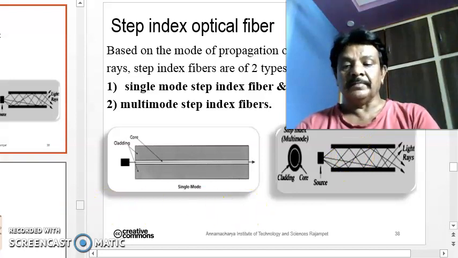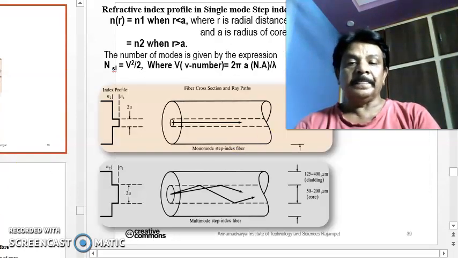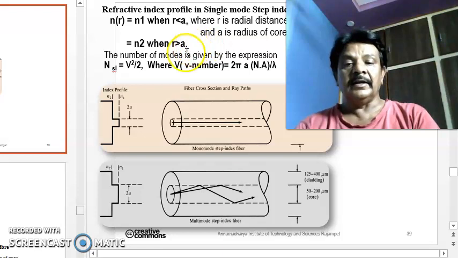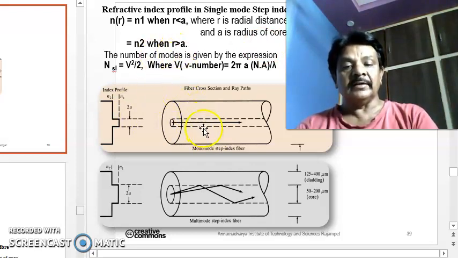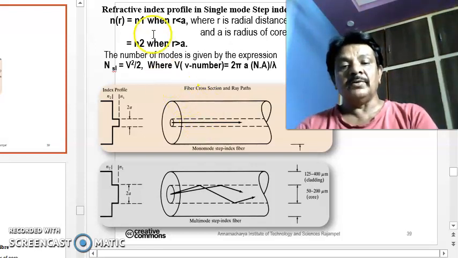This is the refractive index profile of a single mode step index optical fiber. The refractive index n of r of a step index optical fiber is equal to n1 when r is less than a, where a is the radius of the core. This is the radius of the core, a small value. Next, n of r is equal to n2 when r is greater than a. R greater than a is nothing but the cladding, and n of r equal to n1 means the core.